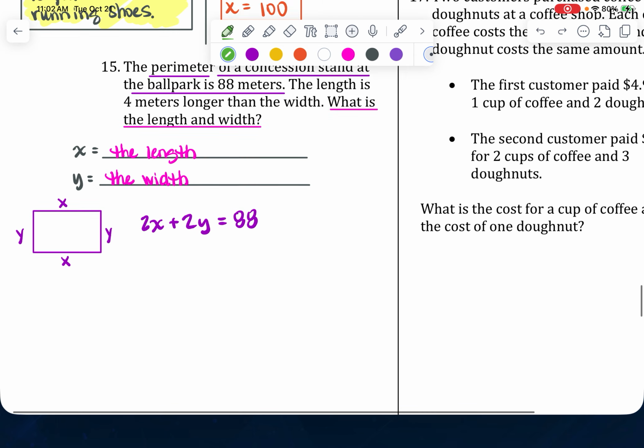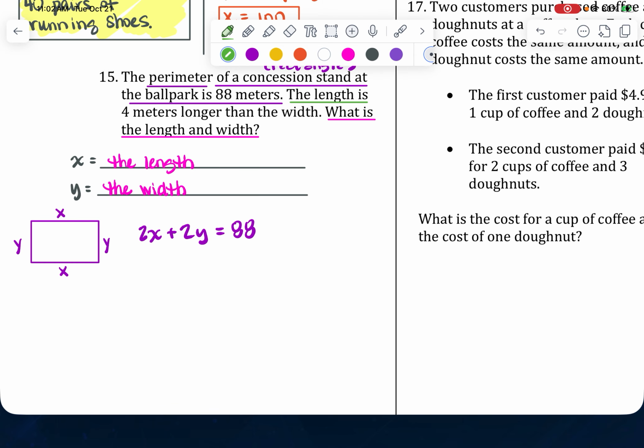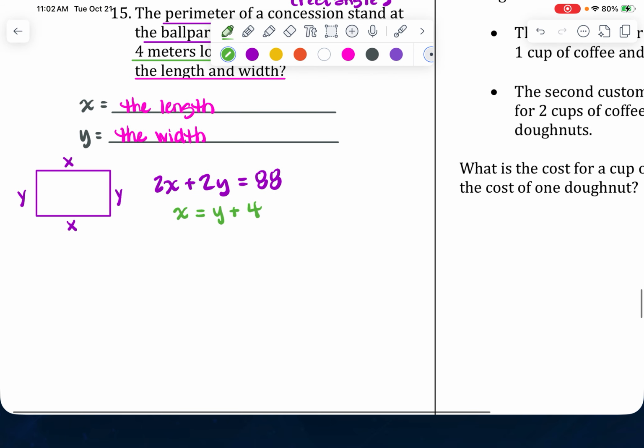All right, then I'm going to go to my second sentence that says the length is 4 meters longer than the width. This is a write-it-as-you-read-it problem. Okay, my length is x. So x equals 4 longer than the width, so width plus 4. So there's our equation: x equals y plus 4. And oh my goodness, why are all of these set up for substitution? I'm really hoping our last two are not like that. I don't think they are.